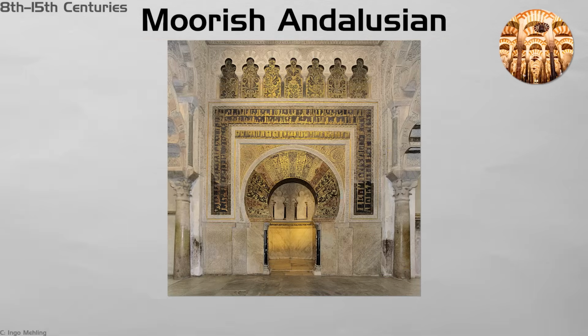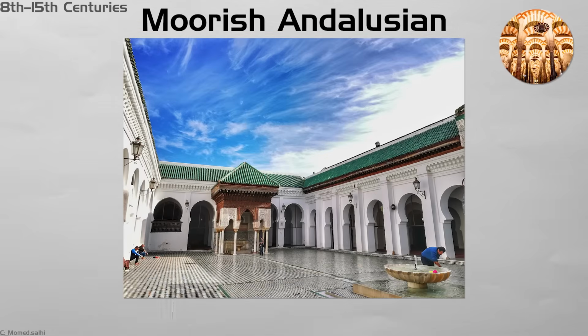Later expansions added elaborate mihrab niches and domes with complex ribbed designs. This style's influence remains visible today in Moroccan and Andalusian architecture, blending Islamic aesthetics with regional building traditions.